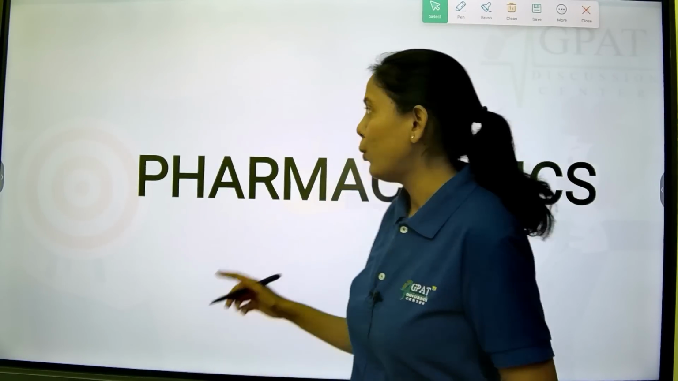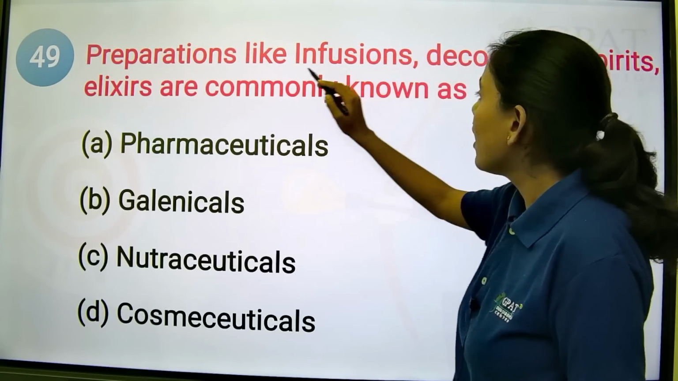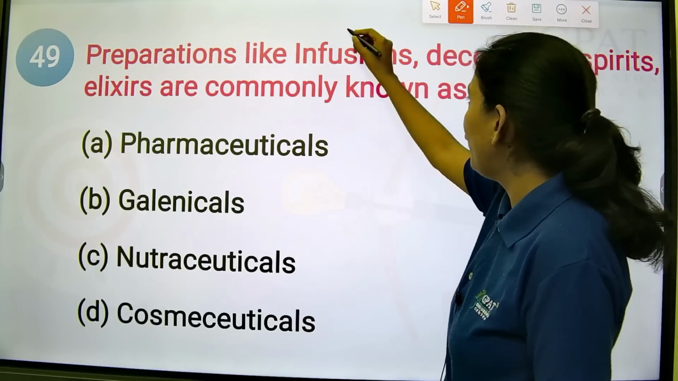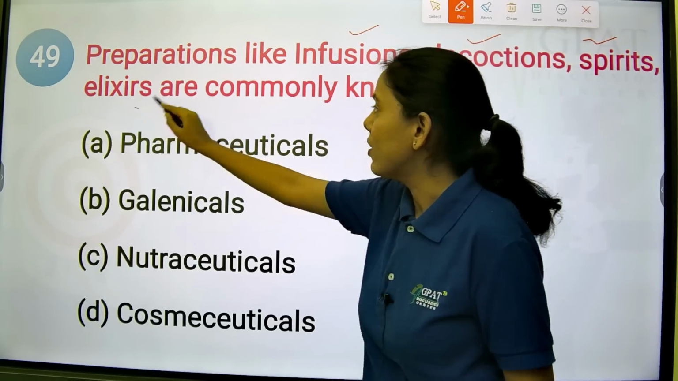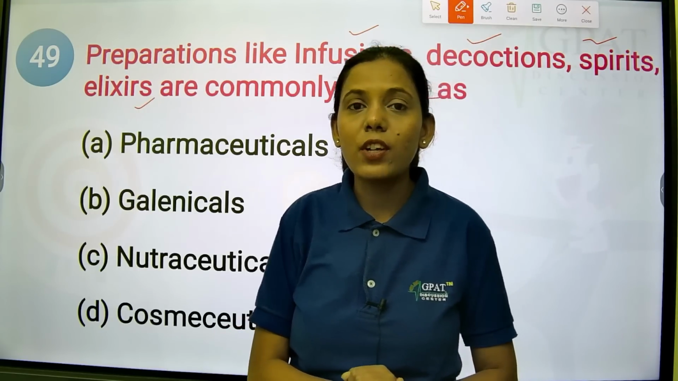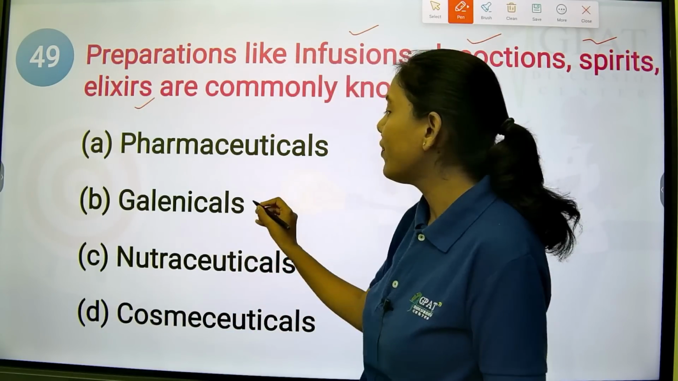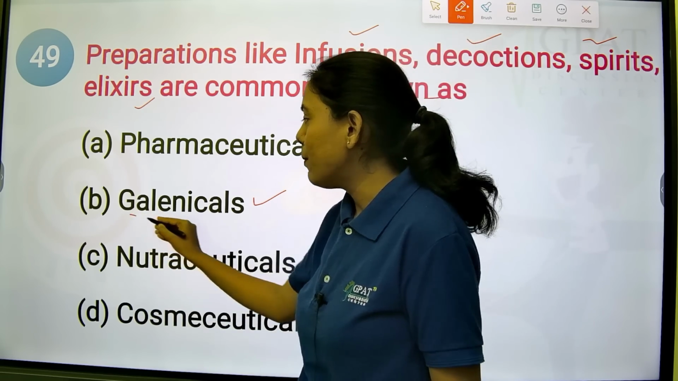Now let's see the important questions from pharmaceutics. The very first question is, preparations like infusions, decoctions, spirits and elixirs, commonly known as, okay, so these are the preparations which come under the category of galenicals, and it comes from the word Galen.